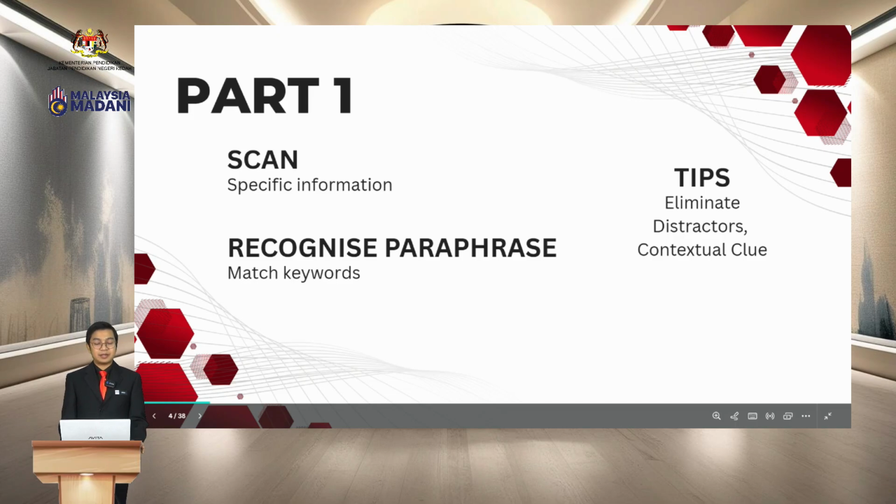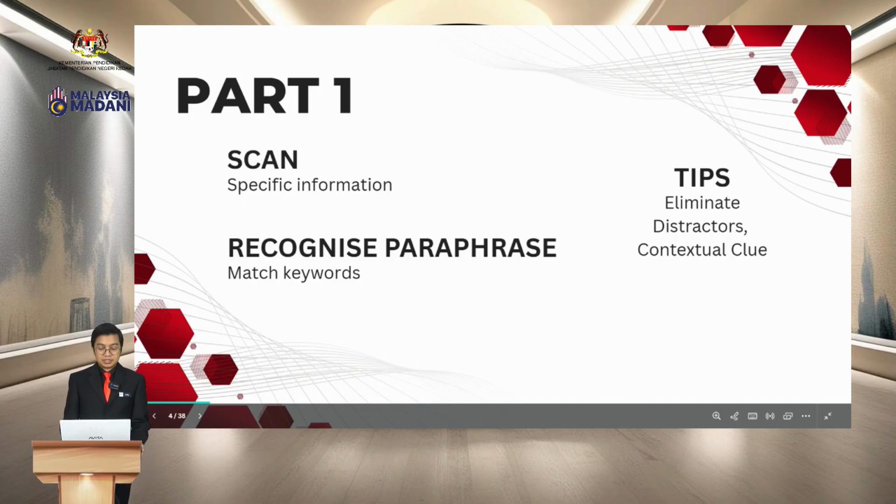Now let's look at part 1. Part 1 gives us 8 multiple choice questions based on short text like notice, advertisement, and messages. The main skill that we need to use here is scanning for specific information, such as looking for specific words, numbers, or dates. Also, we need to practice recognizing paraphrase. This is because the question might not use the exact same word as the text, so we need to look for words that have the same meanings.